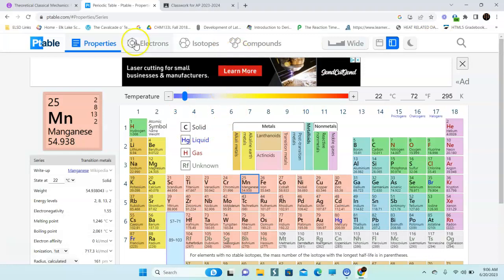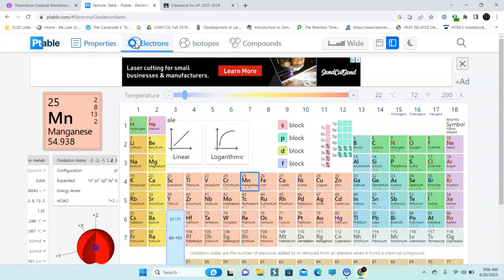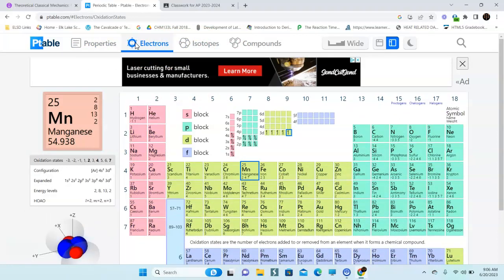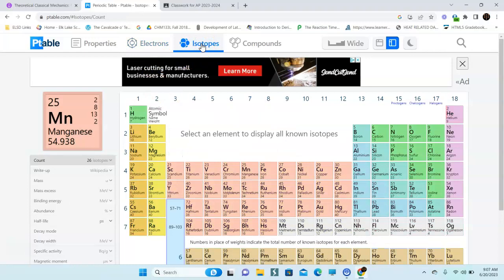Now let's take a look at some of the other things that you can see here. This will give you a number of electrons and the ground state electron configuration. In other words, how are the electrons arranged in an atom in its lowest energy state? So we'll talk about that during the school year. This will give you some different isotopes for the atoms.